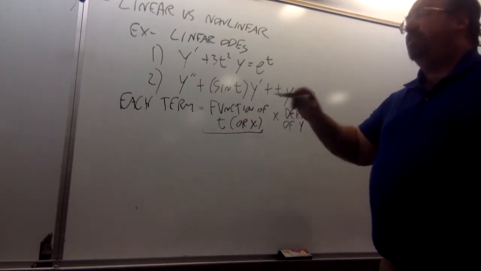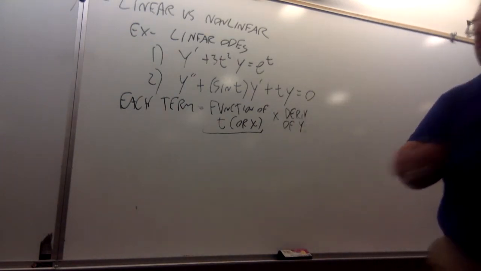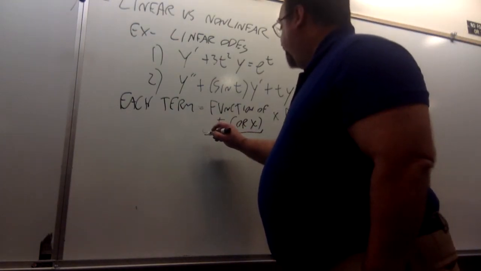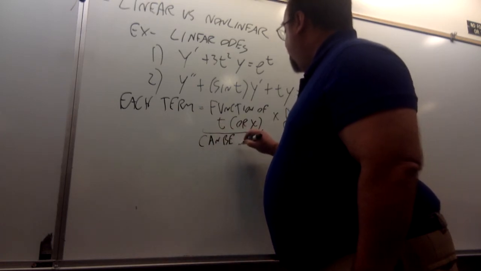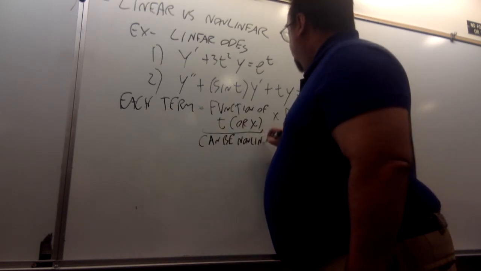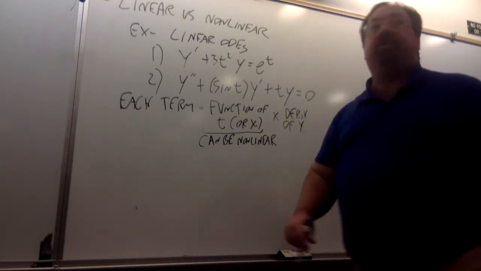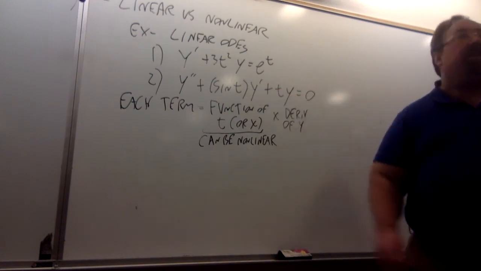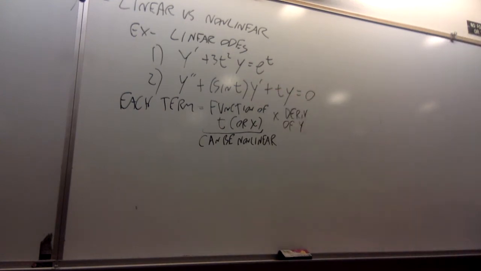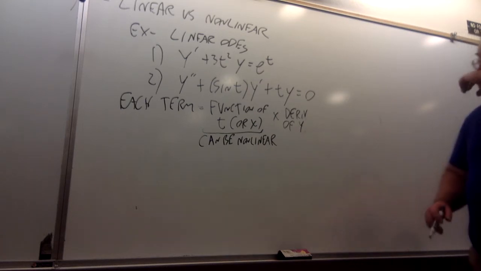Now, these functions, whatever functions you have multiplying a derivative, do not have to be linear functions. Like this 3t squared here, a nonlinear function of t, or sine t, also a nonlinear function. That's allowed. The differential equation is still linear. So when I say linearity, it's really linear in terms of y, not t, or whatever independent variable you're using. Okay.